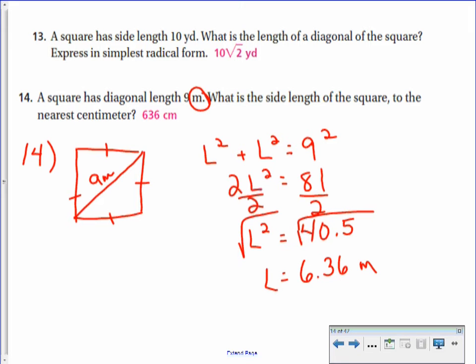Now, of course, 13 is going to be slightly different because in 13, you know that the length of your leg is 10, so you have 10 squared, 10 squared. You're looking for the hypotenuse. Number 13. Yeah, questions on that one?